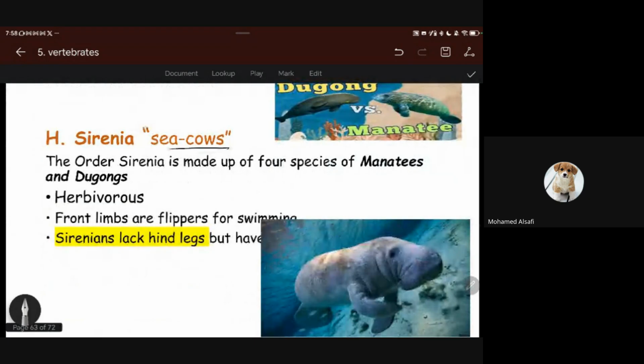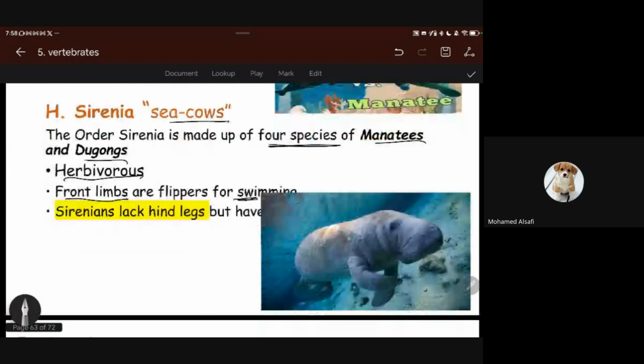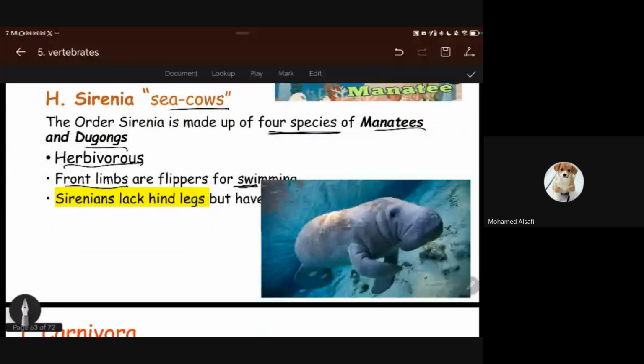Sirenia, or the sea cows. The order Sirenia is made up of 4 species of manatees and dugongs. They are herbivorous, they feed on plants. They have front limbs, which help them in swimming. Okay, and they lack hind legs, which are the legs in the back.